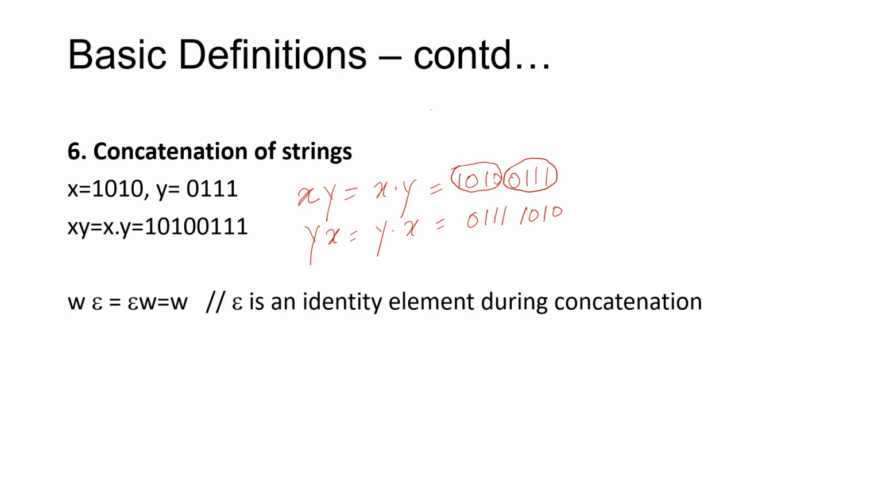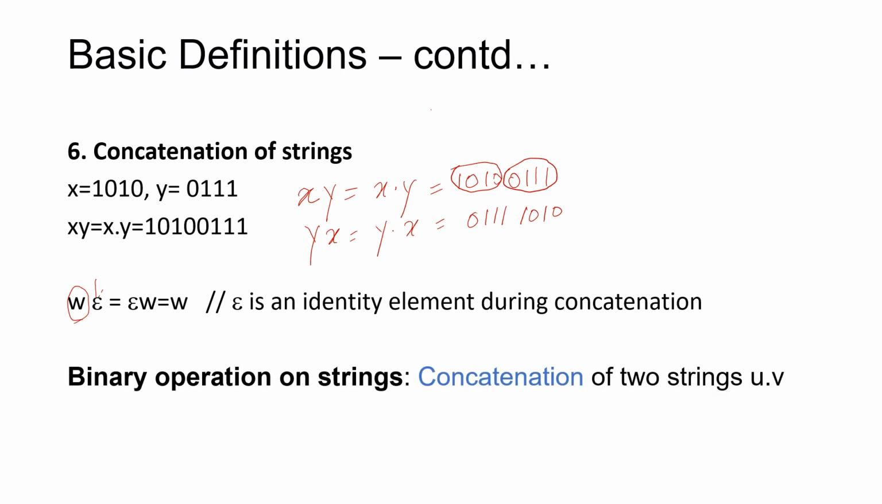Now, if w is a string and I want to concatenate it with the empty string denoted by epsilon, that is the same as the concatenation of epsilon and the same string, which is equal to the string itself. So here epsilon is called an identity element during concatenation. Concatenation is a binary operation on strings because it involves two operands.